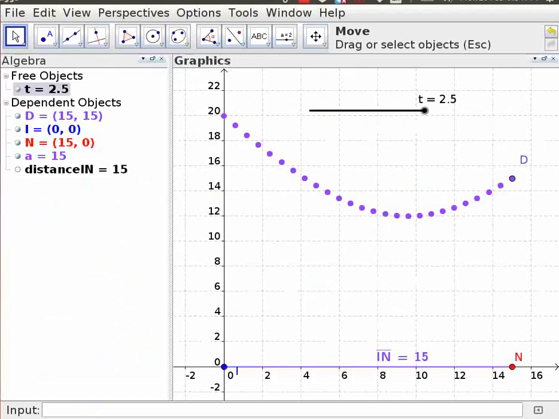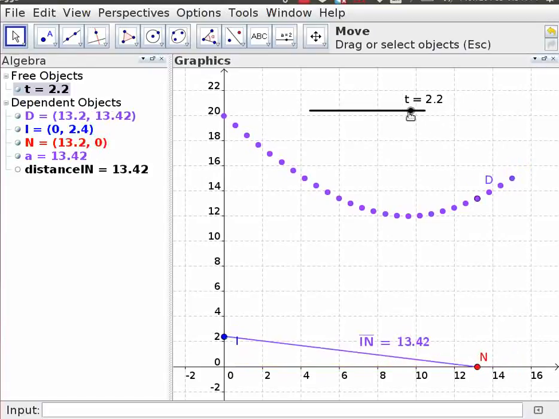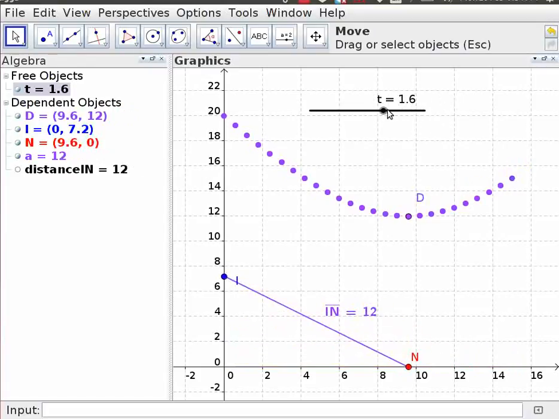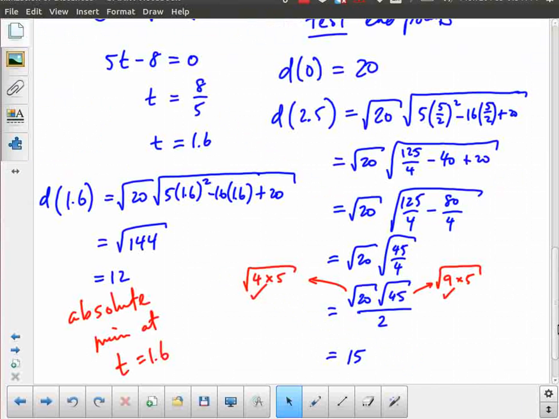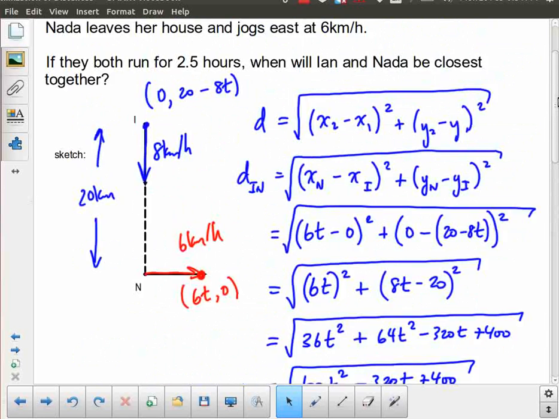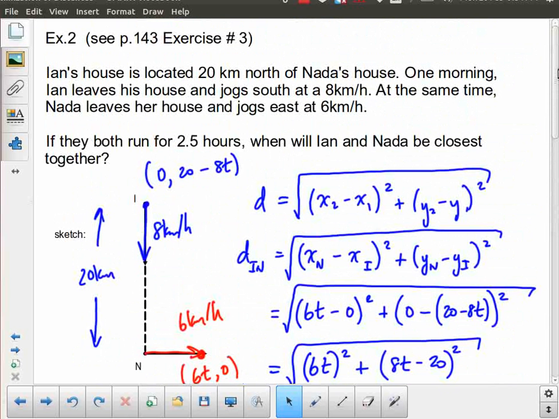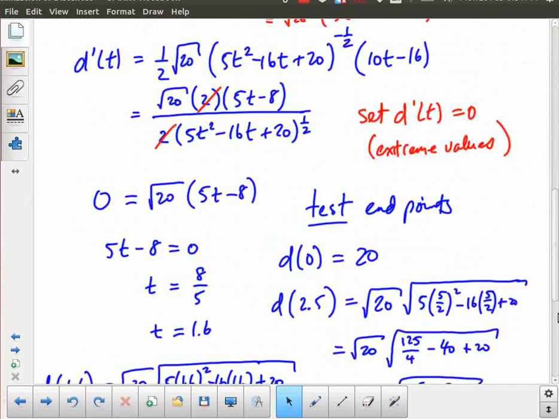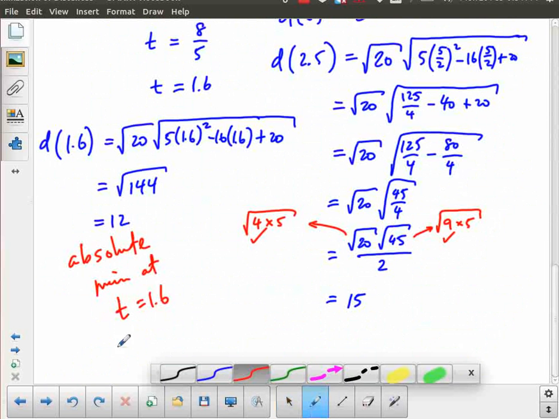And if we go back to here, well, that's what we were looking at, and I didn't show you this, but if we go back to that point where it was at a minimum, you can see there occurs when t is equal to 1.6. So let's make sure we're answering the question. The question says, if they both run for 2.5 hours, when will they be the closest together? And so we actually do have our answer to that.